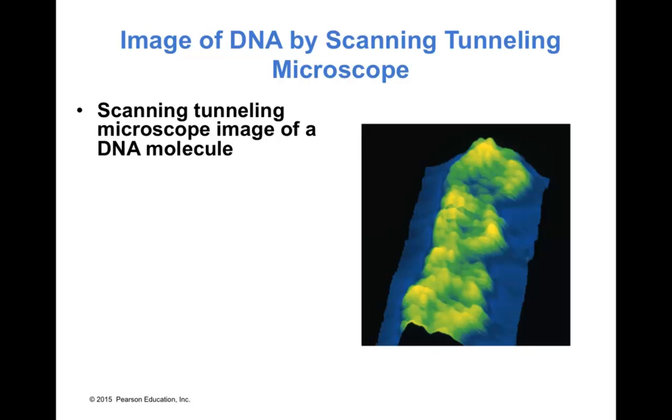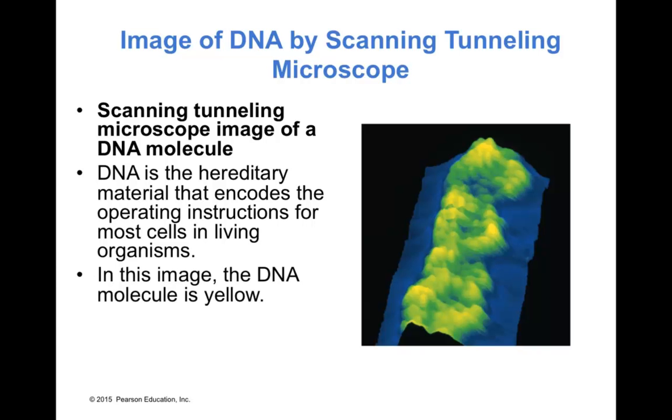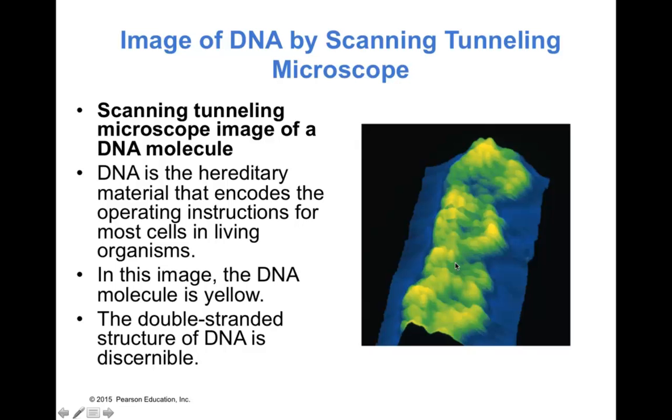Also, this technique can be used to see the surface of molecules of living organisms, such as the DNA molecule. The DNA here is the yellow area in the picture, this one. And as you can see, it is double stranded. Here we have one strand of the DNA, and here we have the other one. So it's a double-stranded structure of DNA that can be seen by the scanning tunneling microscope.